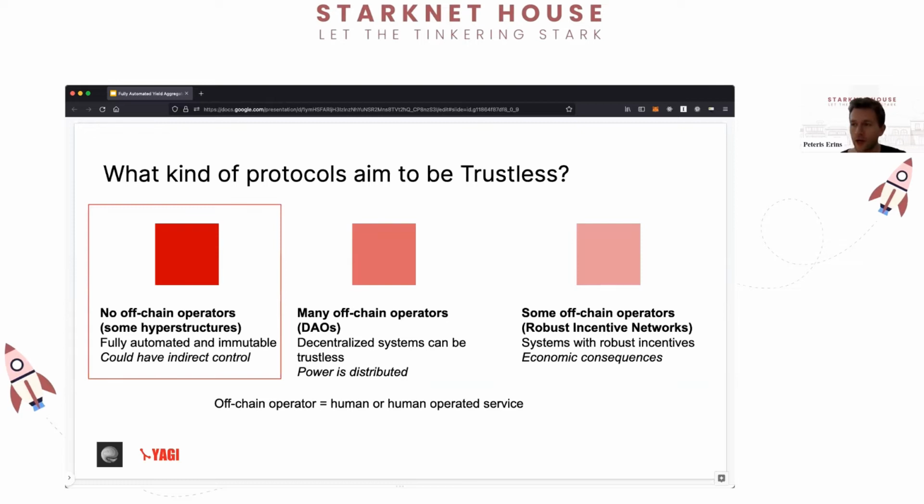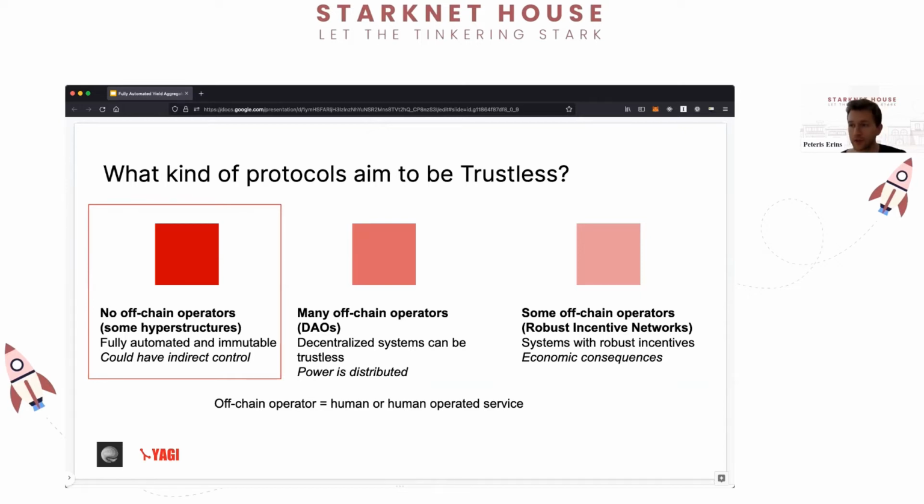So what is the gold standard? Well, the gold standard, I think, is when you have absolutely no off-chain operators at your core protocol level, and it's not always achievable, of course. That means your protocol will be fully automated and fully immutable, and nobody can change it apart from maybe some parameters.